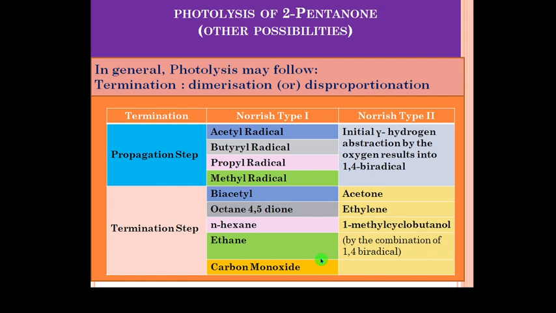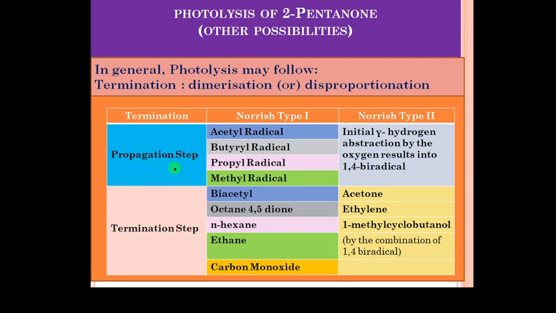We can find the other possibilities. In general, photolysis may take place with free radical formation. So free radical formations in general, radical initiation, radical propagation and radical termination is possible. Radical initiation happens upon photolysis, the carbonyl compound leads to the formation of biradicals.